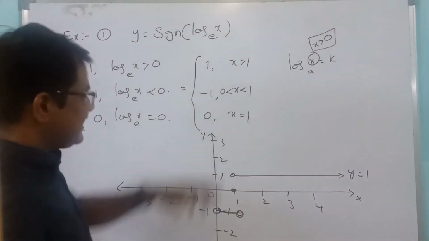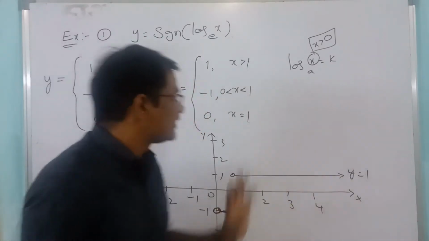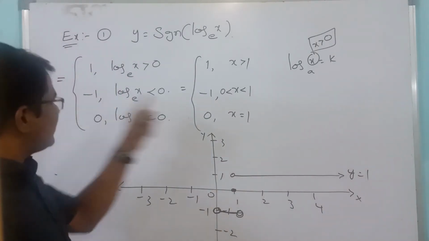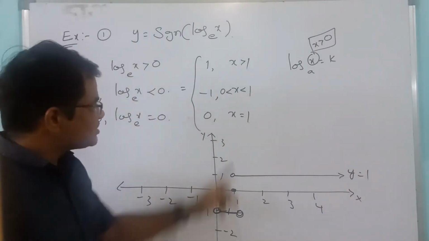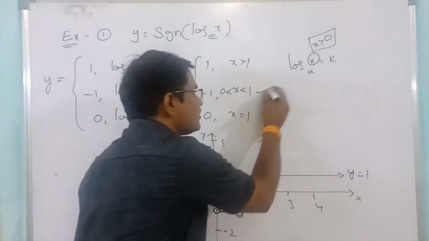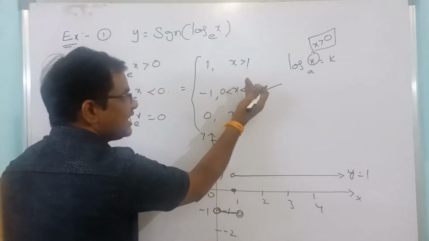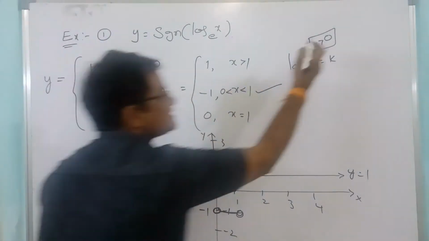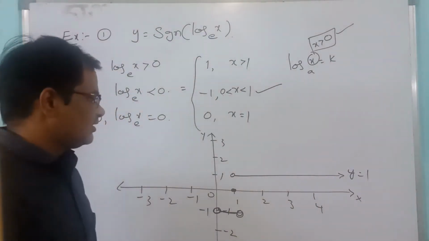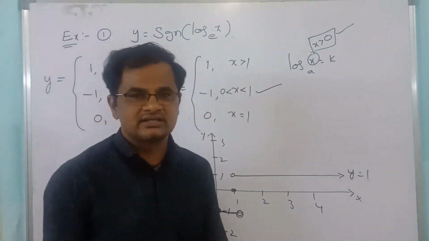So whenever x is greater than 1, this is y equal to 1. Whenever x value is between 0 and 1, the y value is minus 1. Next, whenever x equal to 1, the y value is 0 only. Here we have to observe carefully: x less than 1 does not allow negative values, because x greater than 0 means 0 less than x less than 1 only. Okay, this is about the signum of log x.